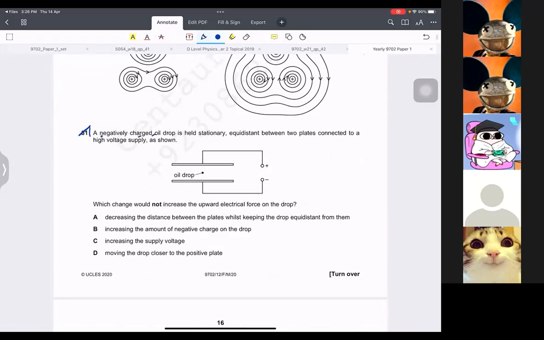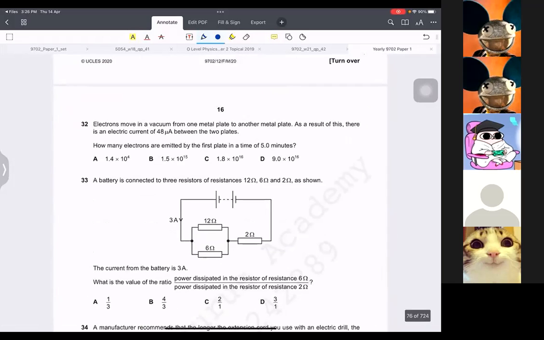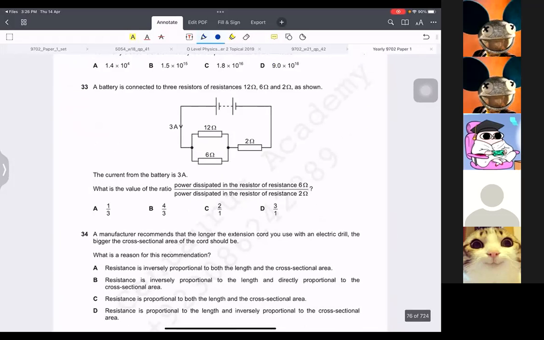Okay, this one. A current from the battery is 3 ampere. Fine. What is the value of the ratio of power dissipated in the resistors 3, 6, and 2? Right.